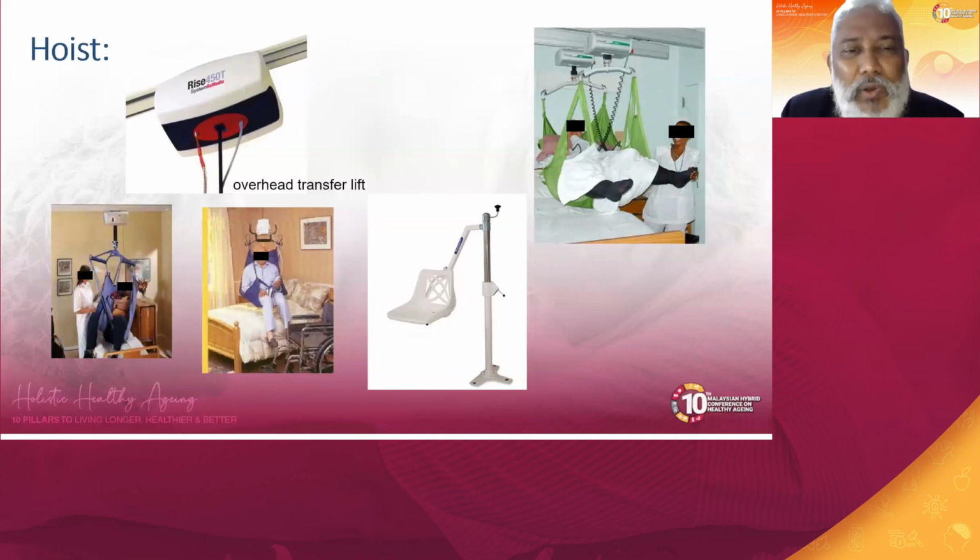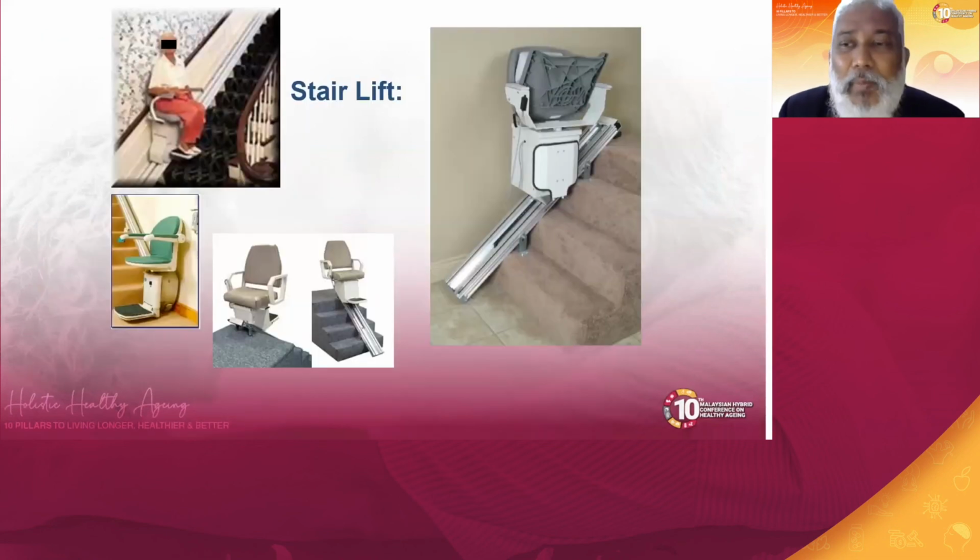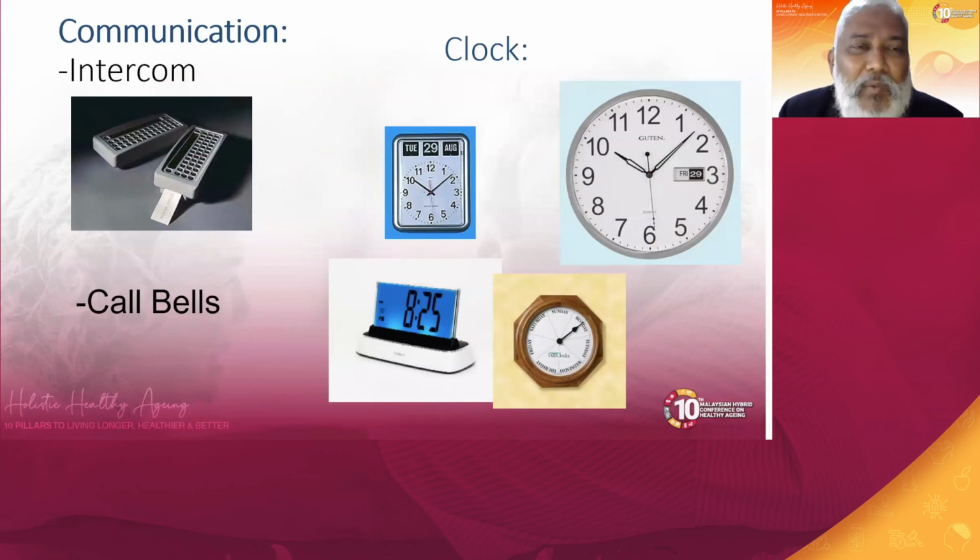Okay, these are the hoists. They are fixed ones and also mobile ones to help the caregiver to move the person. Sometimes we might need to use a stair lift because of difficulty in climbing stairs. Some of the houses don't have rooms downstairs, so these are other options. And some communication tools, like intercoms or call bells, simple call bells or clock systems, so that they can be aware of the orientation of the time.